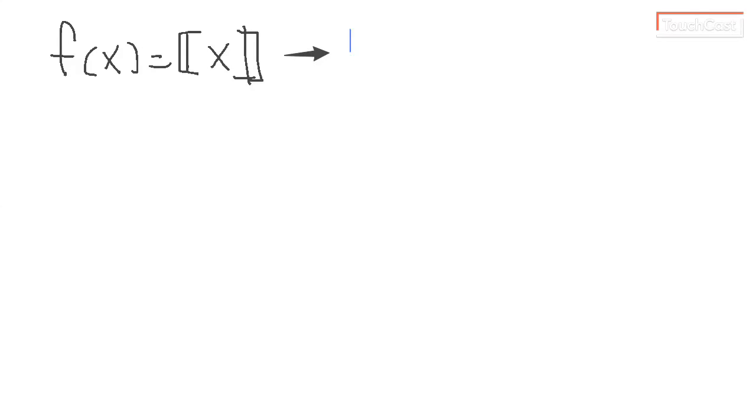So let's quickly take a look at what we're going to call the greatest integer function, where it's written as f of x is equal to a bracket with an extra line in it, x, and then we close that bracket. What that means is that we are looking for the greatest integer value, which we'll call n, such that n is less than or equal to x.